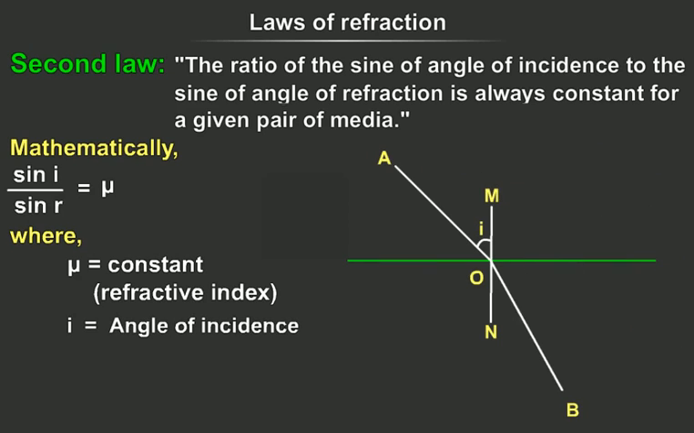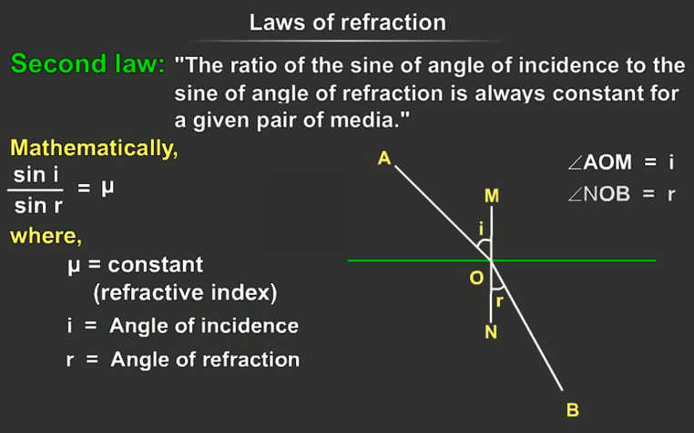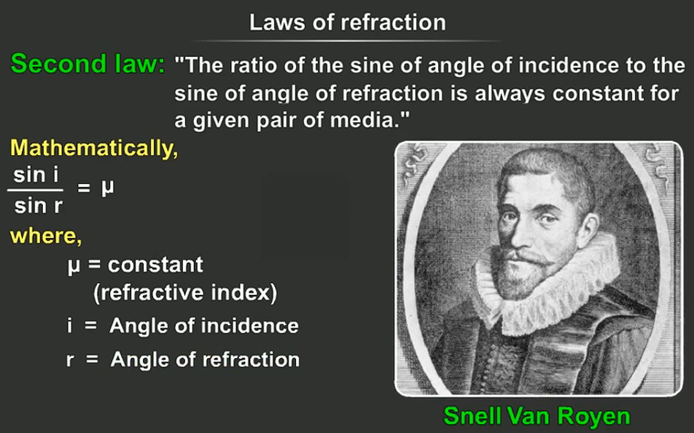Students, I is the angle of incidence. It is the angle made by the incident ray with the normal. R is the angle of refraction. It is the angle made by the refracted ray with the normal. Here, angle AOM is the angle of incidence and angle NOB is the angle of refraction. This law was given by the Dutch scientist Snell van Rooyen and is also known as Snell's law.